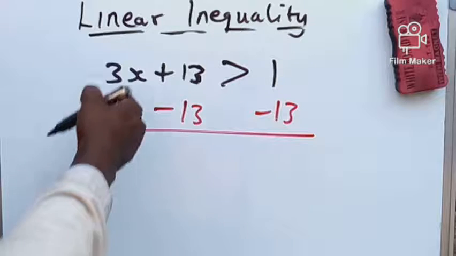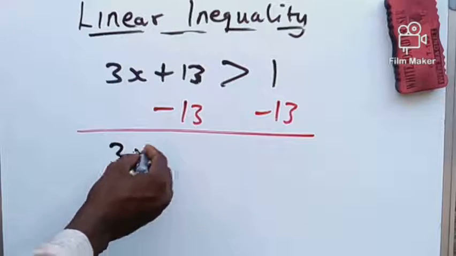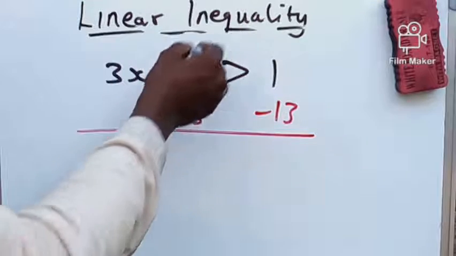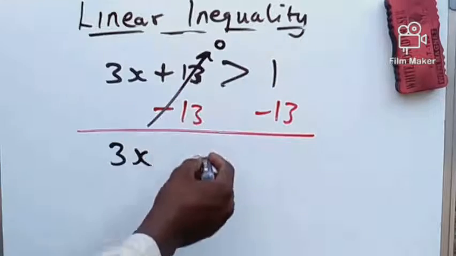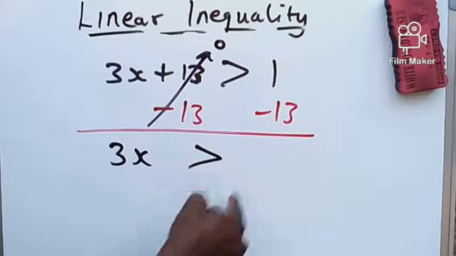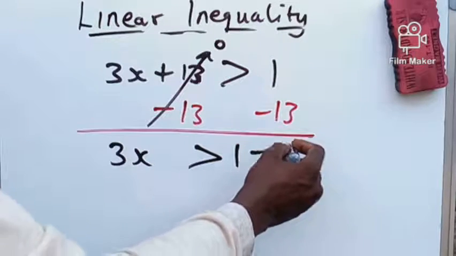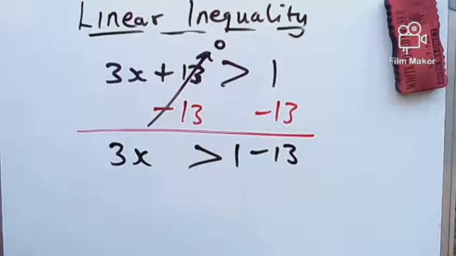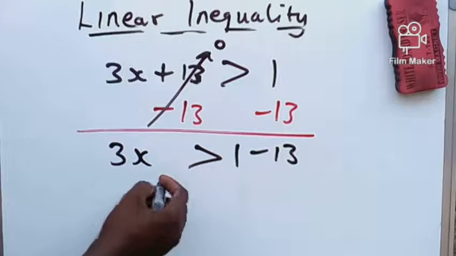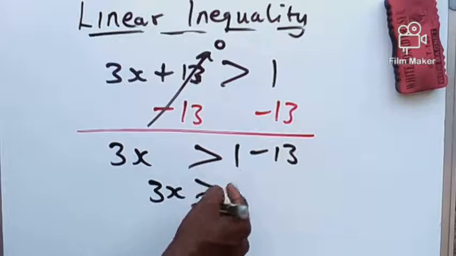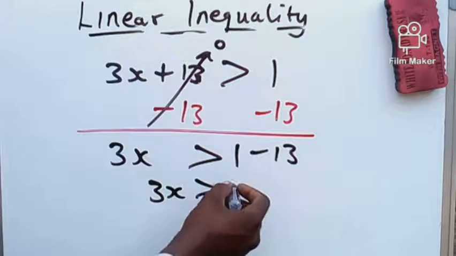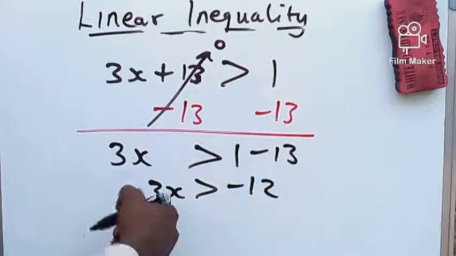Then we evaluate. In evaluation, 3x comes down, and the whole of this becomes equal to 0. Then I have my greater than sign, and then I have 1 minus 13, and that is it. So what do we have next? We have that 3x is greater than 1 minus 13, and that is minus 12.